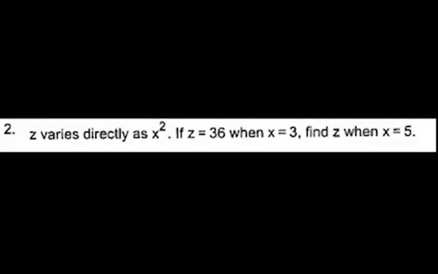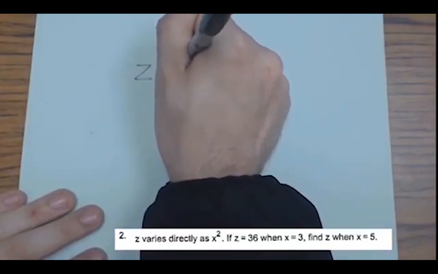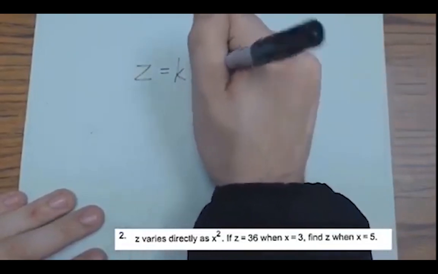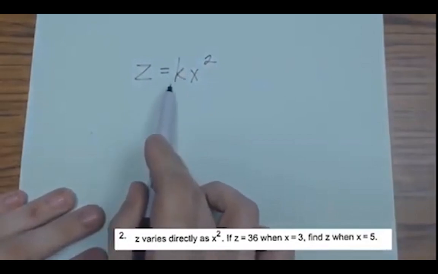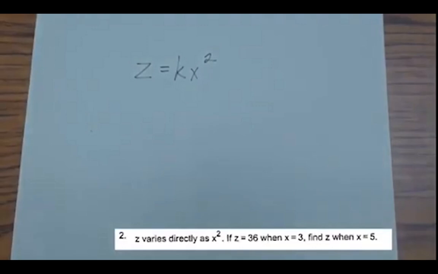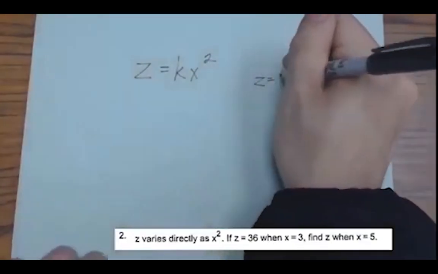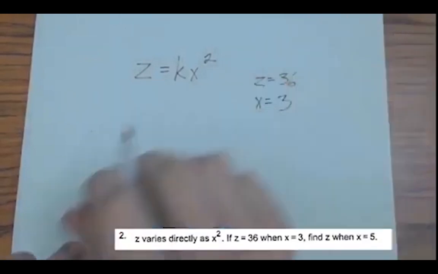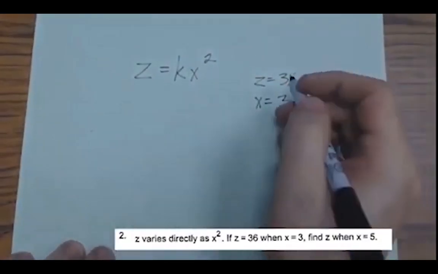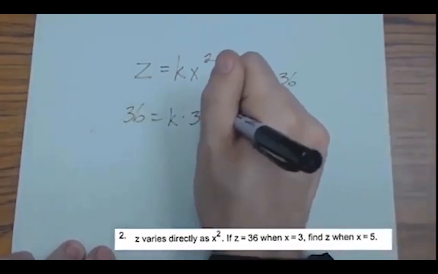Number 2, I have z varies directly as x squared. So let's translate that. Z varies directly as x squared. So direct variation equals k, and then we keep in the same line, keep multiplying. They tell us z equals 36 when x equals 3. Okay, so we stop there to solve for k.